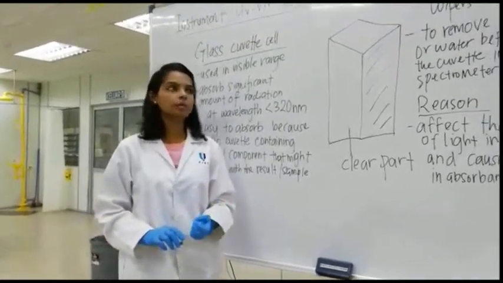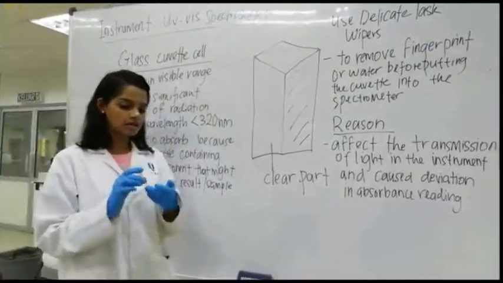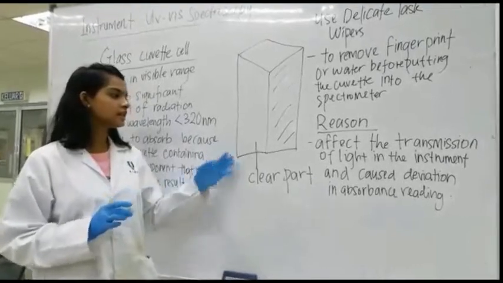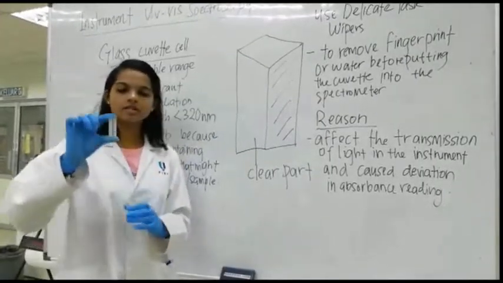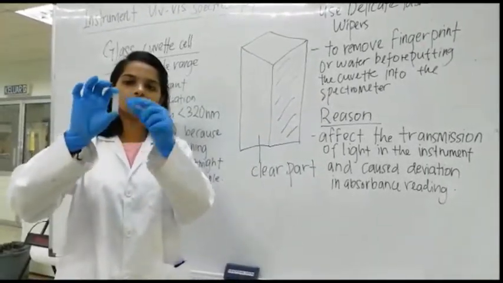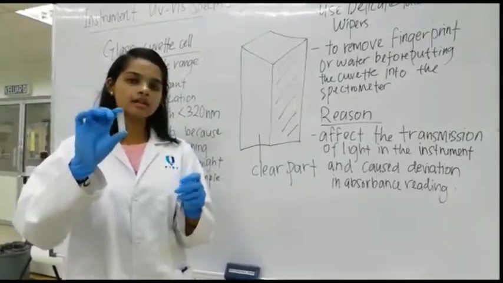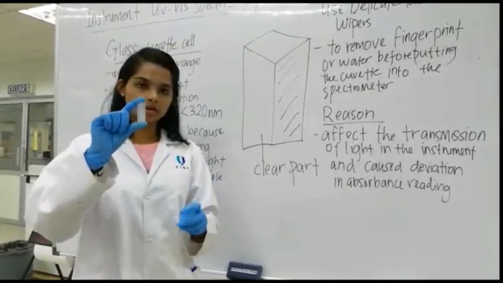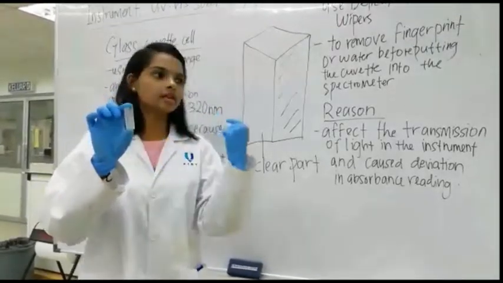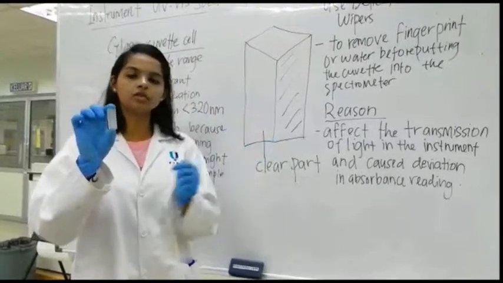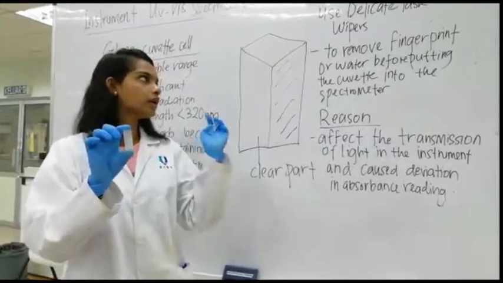And now I'm going to talk about the components of the cuvette cell. It consists of 2 parts, a clear part and a not clear part. So this is the clear part, while this is the not clear part. Before we use this cuvette cell, we make sure that it's in proper condition, like there are no scratches on the clear part, so that later when we use it for analysis, it does not interfere with the radiation.